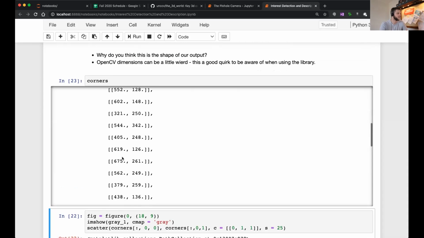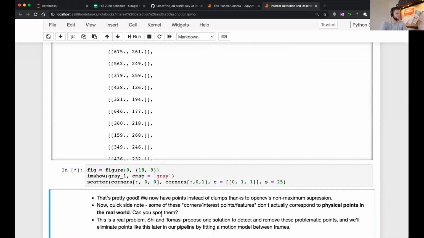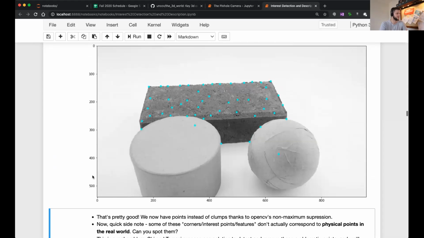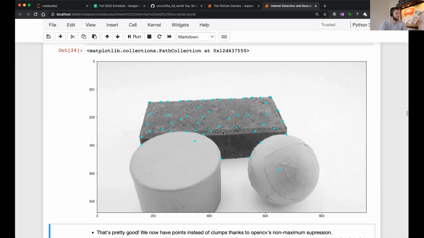Here are the corner points. And if I plot them, I get something like this. So there you go. So we have a bunch of, hopefully you can see these little cyan points. These are the points that this method believes will be good for tracking. And some of them are great. So like these corners, that's a great point to track, right? And there are some of these details on the brick that the algorithm believes will be good tracking features.